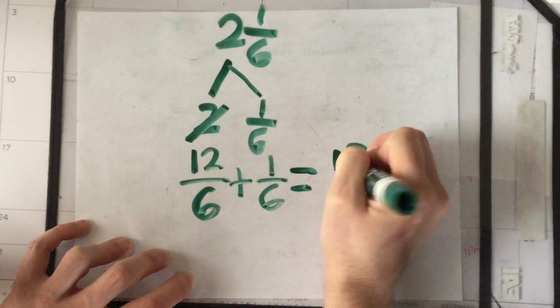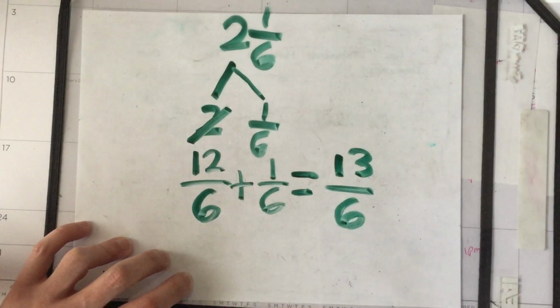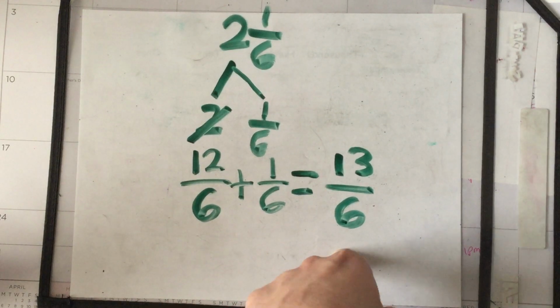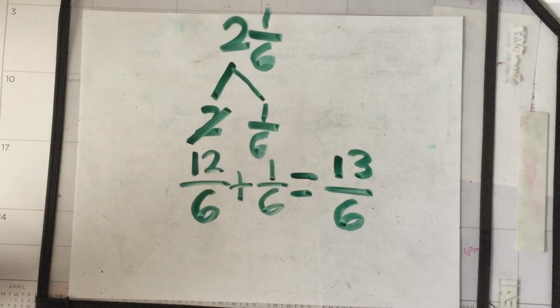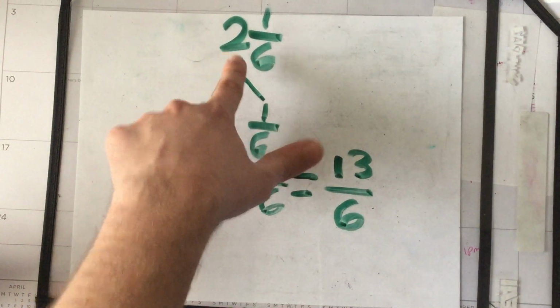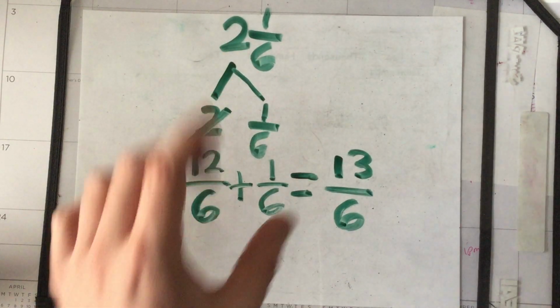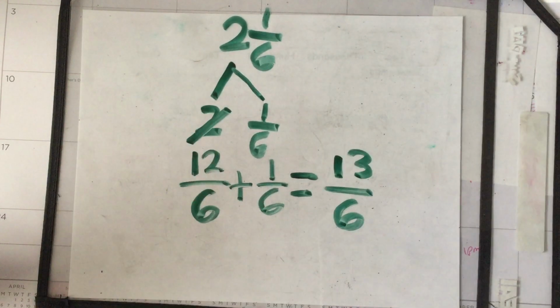And now I know that 13 sixths is the same number, the same size as 2 1/6. It's the same thing written 2 different ways. Don't ask me why, it's just something we do.